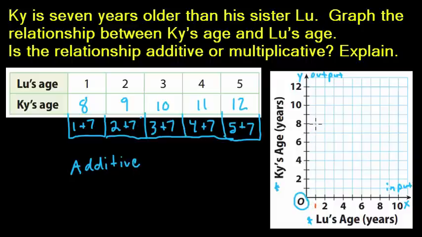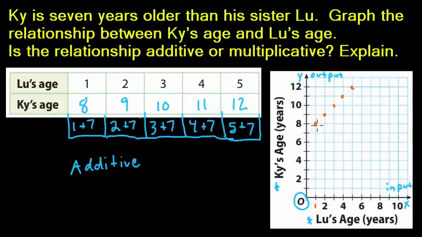So I'm going to come up here to 8 for Kai, and I'm going to put a little dot. All right, when Lou is 2, Kai is 9. When Lou is 3, Kai is 10. When Lou is 4, Kai is 11. And when Lou is 5, Kai is 12.